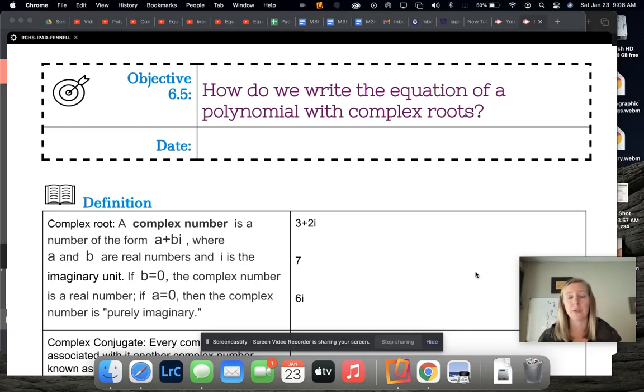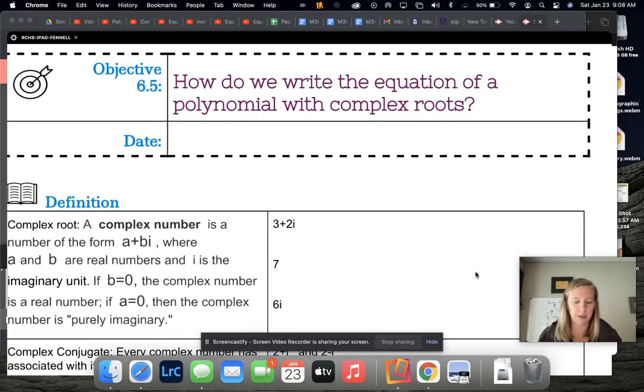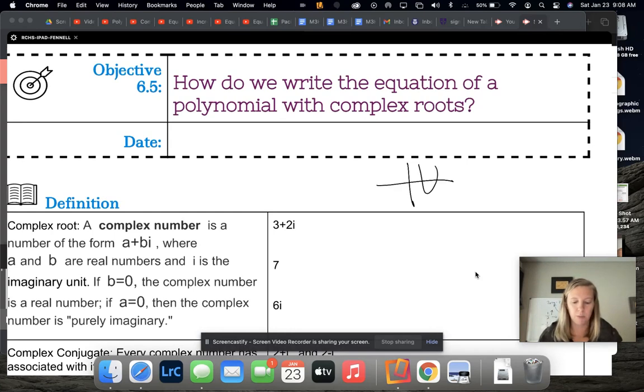We can have complex roots, just like if you think about a quadratic. So if you think about your typical quadratic function, we often have 2 real roots. But we know that quadratics can have absolutely no real roots as well, so we get imaginary roots out of them. So what we're going to talk about today is what that looks like when we have a polynomial.